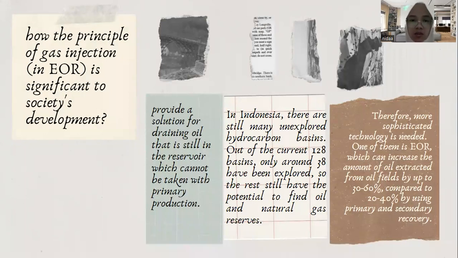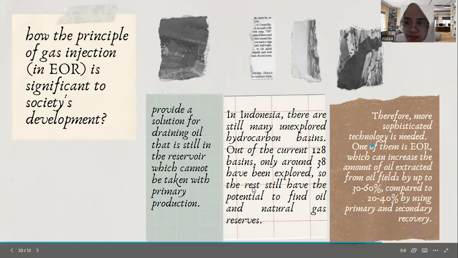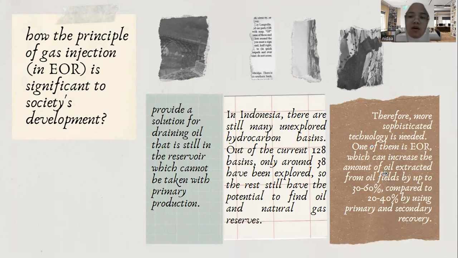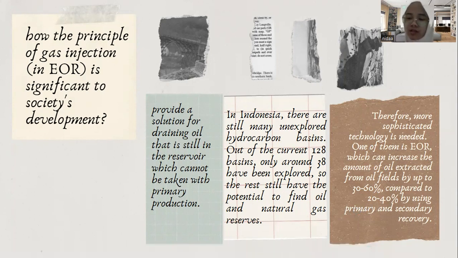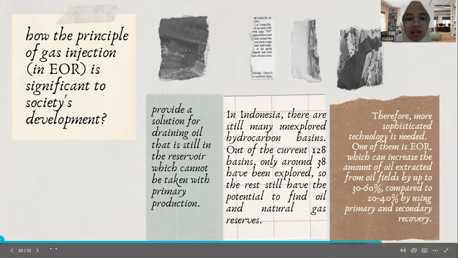First, of course, it's to provide a solution for draining oil that is still in the reservoir, which cannot be taken with primary production. And in Indonesia itself, there are still many unexplored hydrocarbon basins. Out of 128 basins, only around 38 have been explored, so the rest still have the potential to find oil and natural gas reserves. And therefore, more sophisticated technology will be needed. One of them is EOR, as I said before, which can increase the amount of oil extracted from oil fields by up to 30 to 60%, compared to 20 to 40% by using primary and secondary recovery.